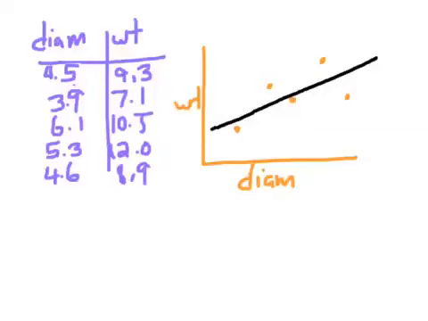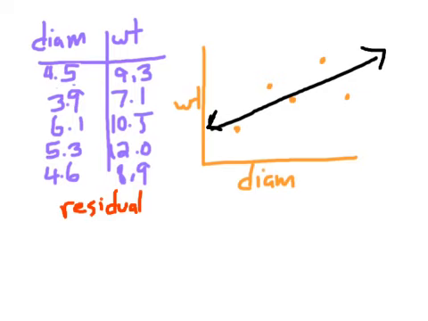And so I've made a scatter plot. On the x-axis is diameter, y-axis is weight. And I've drawn the LSRL, which is the line of best fit. The next idea we're going to talk about in relation to this data is something called a residual.